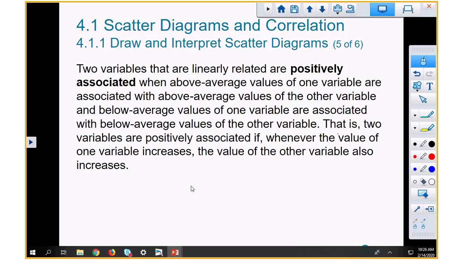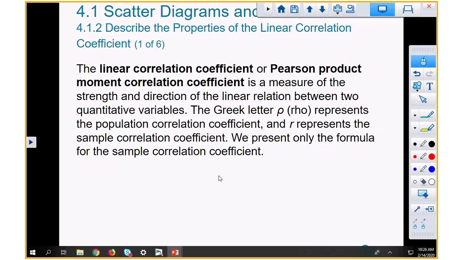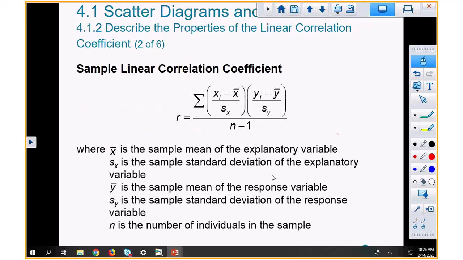Okay, I'm going to go past this. Let's say a negative correlation, positive correlation. They're getting into the R, the correlation coefficient. We're moving into that. Now write this down because you might need to know it. R is the summation of each x minus x bar over the standard deviation of x, times each y minus y bar over the standard deviation of y, divided by n minus 1.